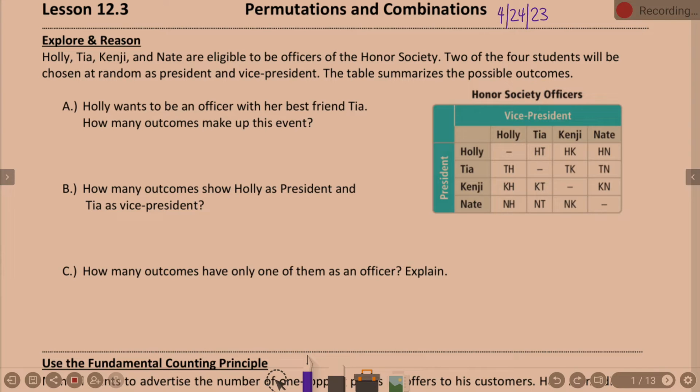Holly, Tia, Kenji, and Nate are eligible to be officers of the Honor Society. Two of the four students will be chosen at random as president and vice president. The table summarizes the possible outcomes. So, first question. Holly wants to be an officer with her best friend, Tia. How many outcomes make up this event?